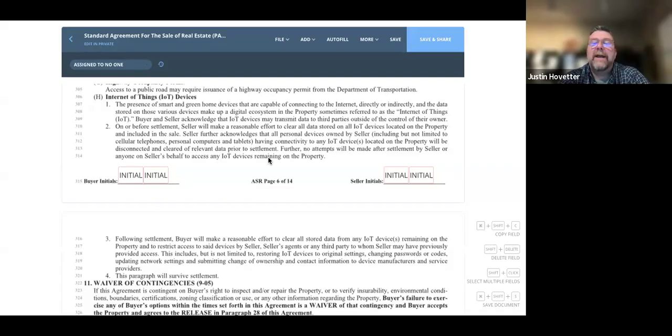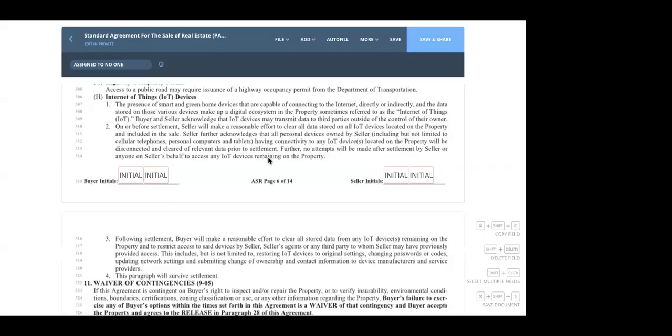Further, no attempts will be made after settlement by the seller or anyone on the seller's behalf to access any IoT devices remaining on the property. I have heard of this where the seller didn't disconnect that stuff and was monkeying with the thermostat to mess with the buyers of the property. Don't be that guy.